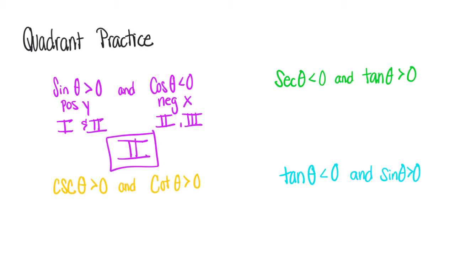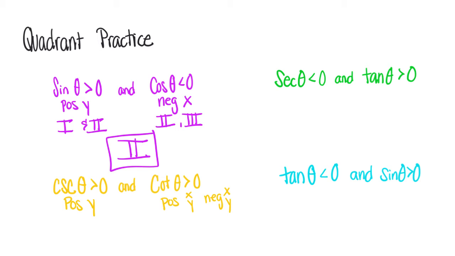Let's move down now into the yellow example. Cosecant of theta is greater than 0. Remember, cosecant has a relationship to sine, so we're looking for, again, a positive y value. And cotangent of theta, remember that we're looking for x and y, both of them being positive or both of them being negative. So we're looking at positive x and y values, or both of them being negative in this case.